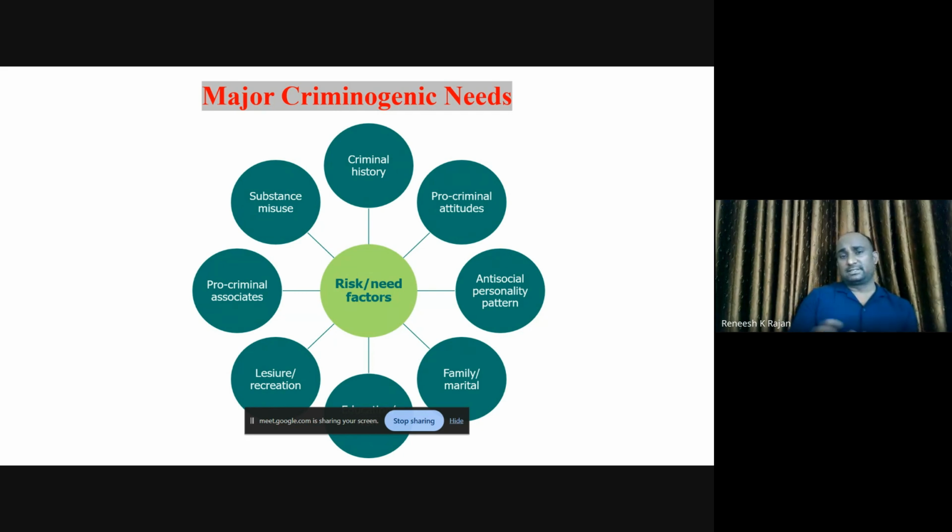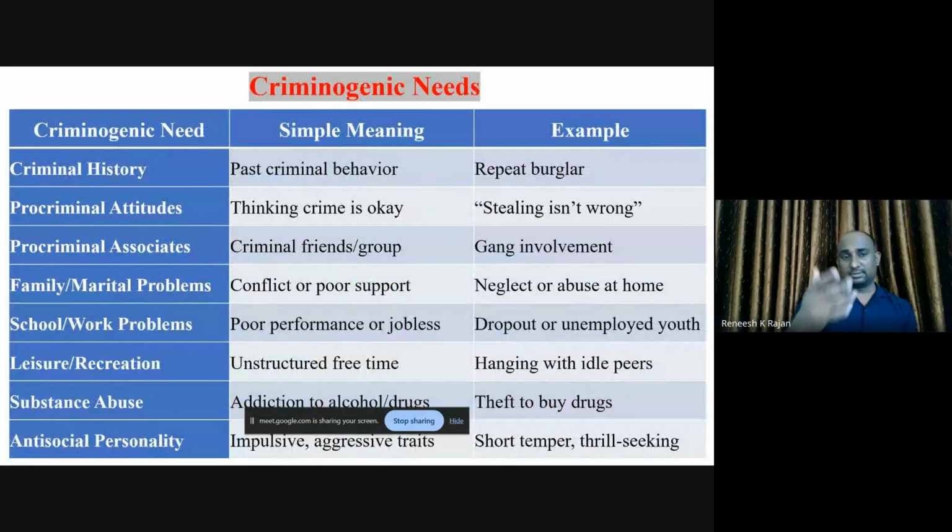Here we selected only the major criminogenic needs. There are other criminogenic needs, but we are only discussing these 8. Criminal history, in simple meaning, is past criminal behavior, for example, a repeat burglar. Pro-criminal attitudes: thinking crime is okay, for example, stealing isn't wrong. Then pro-criminal associates: criminal friends or groups, peer pressure, peer groups, gang involvement, for example. So these are examples for pro-criminal associates.